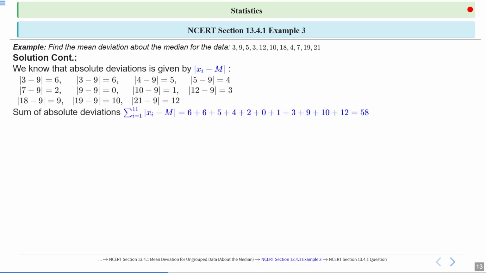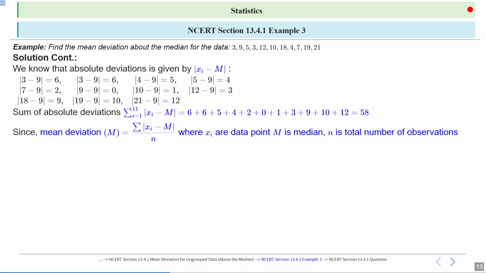Now the sum of absolute deviations, summation i equal to 1 to 11 mod of xi minus m, is equal to 6 plus 6 plus 5 plus 4 plus 2 plus 0 plus 1 plus 3 plus 9 plus 10 plus 12. This is equal to 58.